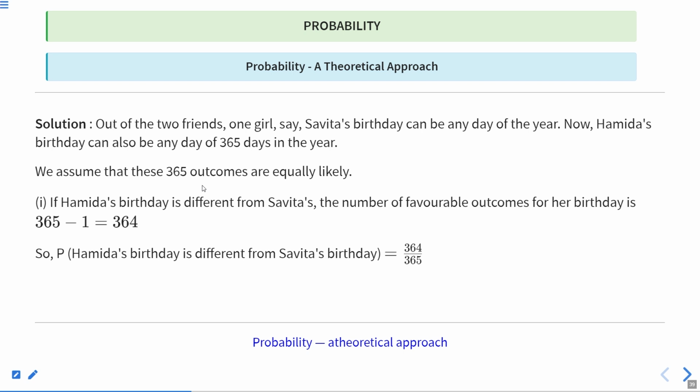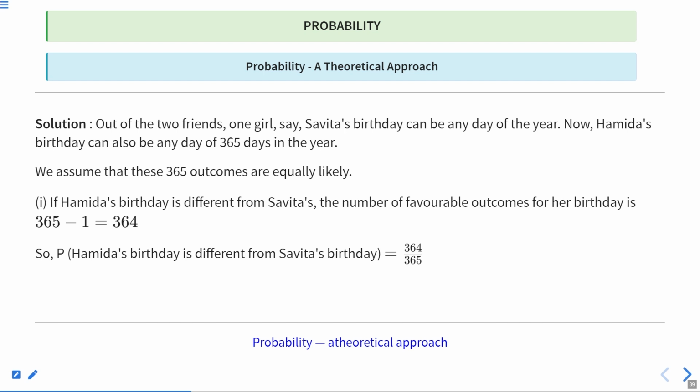Out of the two friends, Savita's birthday can be any day of the year. Hamida's birthday can also be any day of the 365 days in the year. We assume that these 365 outcomes are equally likely. If Hamida's birthday is different from Savita's, the number of favorable outcomes for her birthday is 365 minus 1, that is equal to 364.